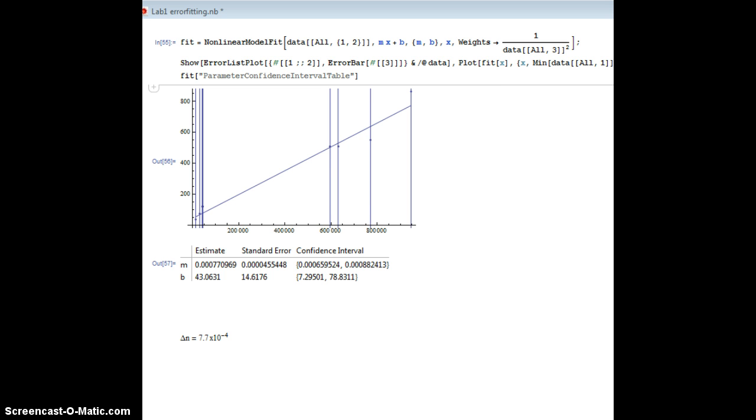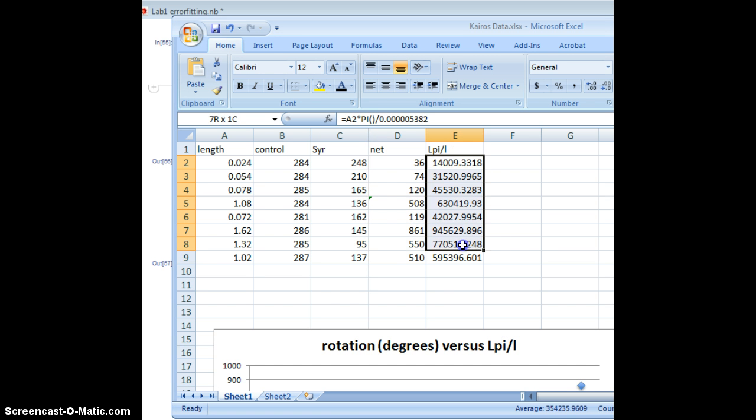Oh, wrong one. There we go. And that is calculated out right there. So L times pi divided by lambda. So pretty big numbers because lambda is very small.